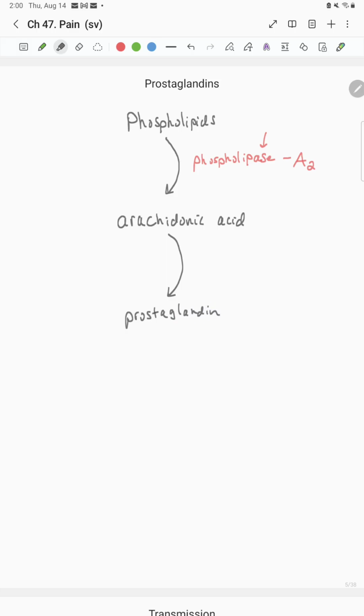And arachidonic acid is converted into a prostaglandin because of the presence of cyclooxygenase. Okay, there's the suffix ase, which means it's an enzyme. And we have cyclooxygenase 1 and 2. These are also known, for short, as COX. So your COX-1 and COX-2, which stands for cyclooxygenase.